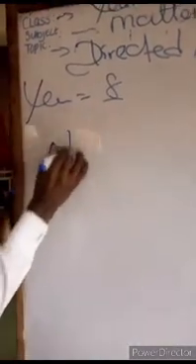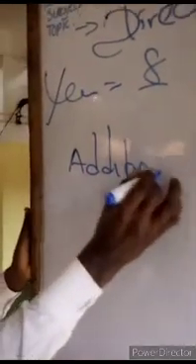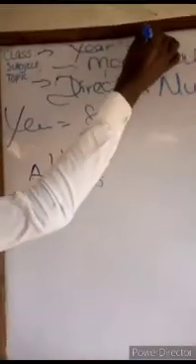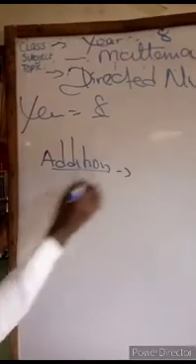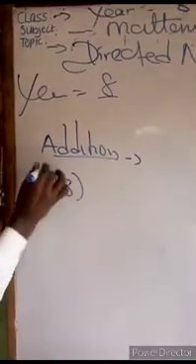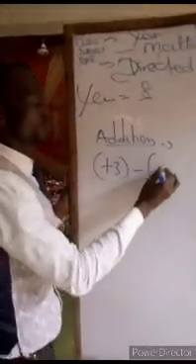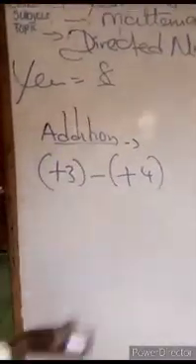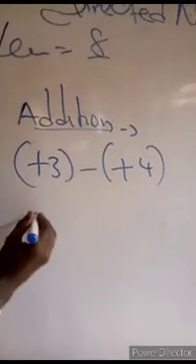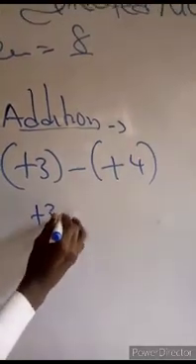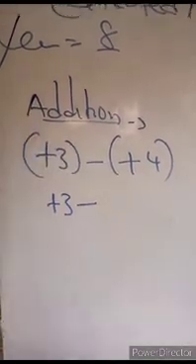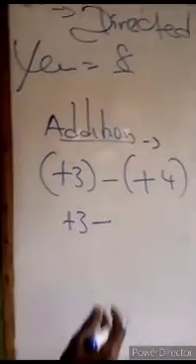We have the addition. Under the directed number, we have the addition under it. So under the addition, we have plus 3 into brackets, then we have minus 3 into plus 4. Now let's take a look at this directed number. Under directed number, we're going to have plus 3 minus, but there's something we need to consider.